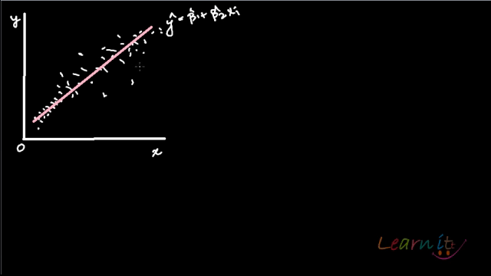Okay, so just have a look at this. These are your actual data points, all these points, and this is your estimated line. Fine. So what is this? This distance is called a residual. Clear?